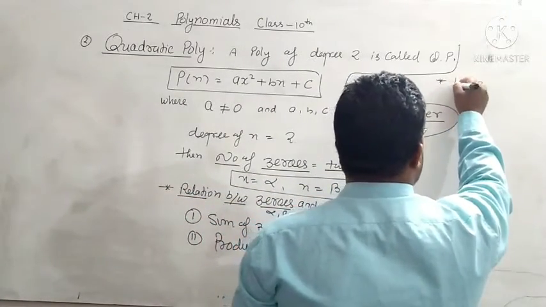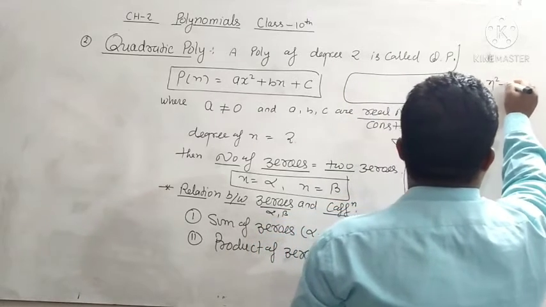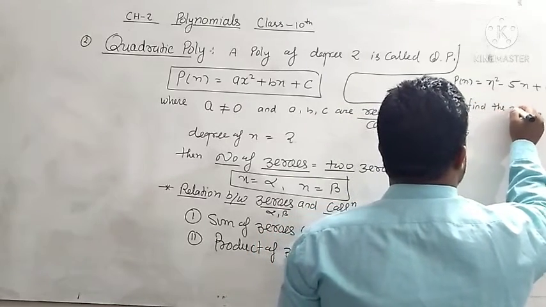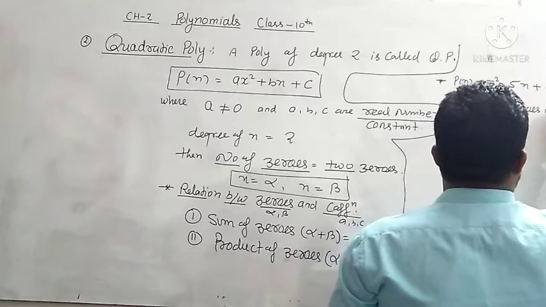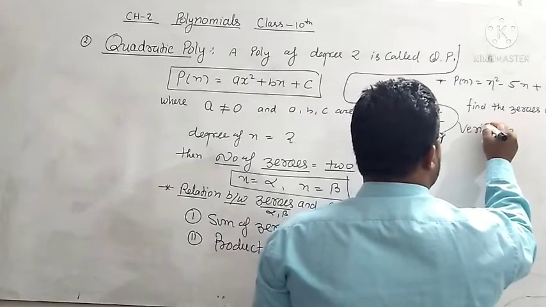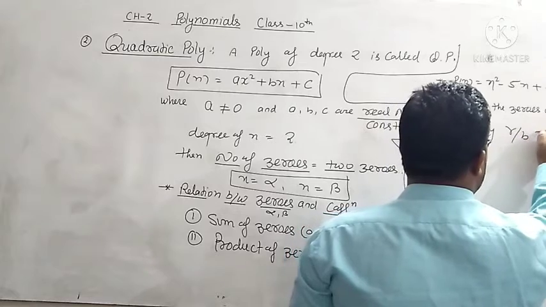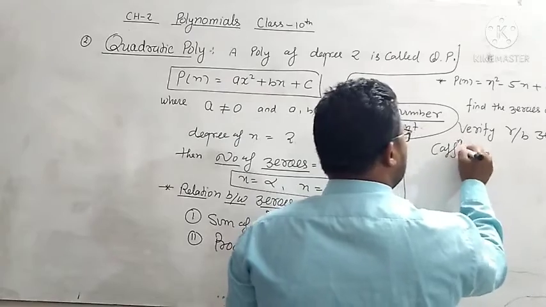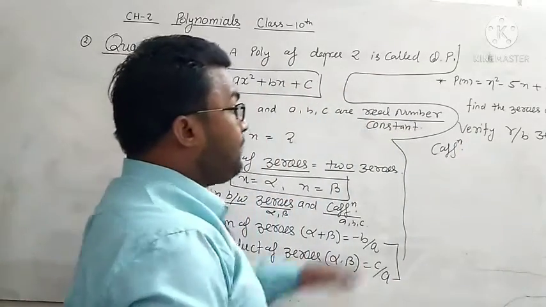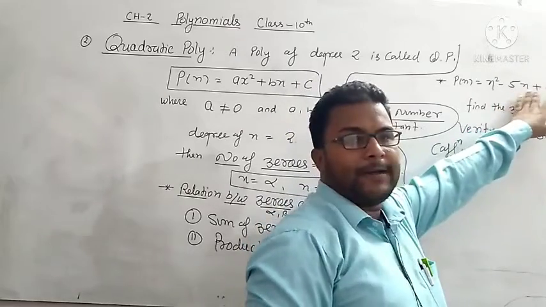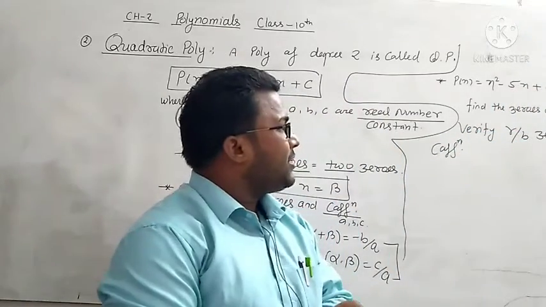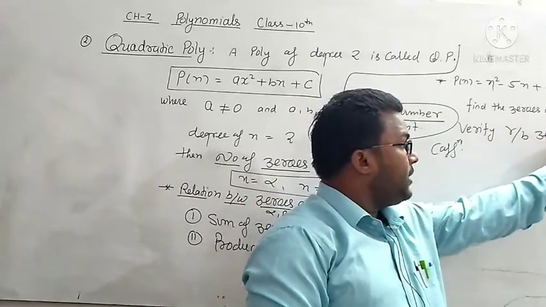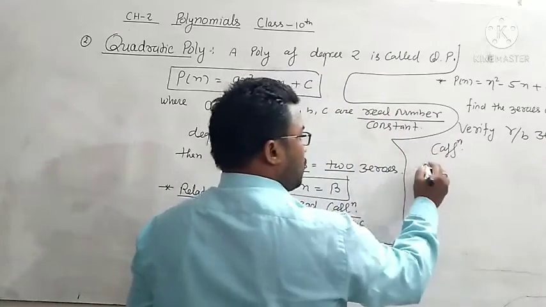So this question is, suppose px is equal to x square minus 5x plus 6. Find the zeros and verify the relation between zeros and coefficient. The first question is, if px is equal to x square minus 5x plus 6, find the zeros and verify the relation between zeros and coefficient. So solve this question, students.